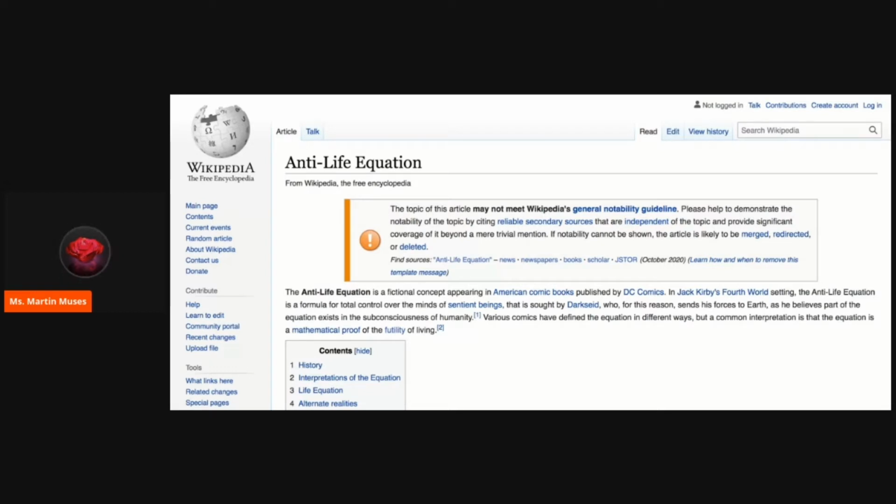Various comics have defined the equation in different ways, but a common interpretation is that the equation is a mathematical proof of the futility of living. How incredibly depressing. Which is probably why he's a bad guy. So there we are. That is the definition of the anti-life equation.